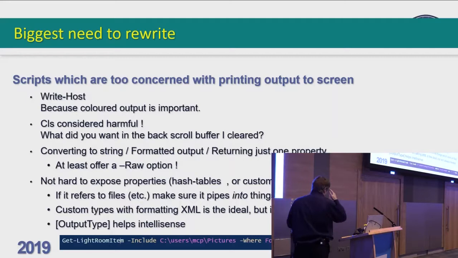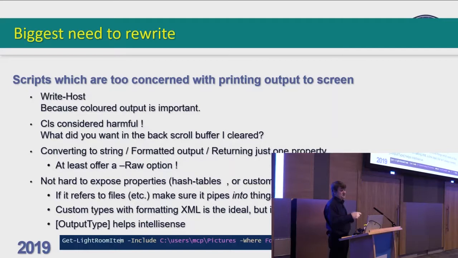And if you can specify an output type, you can't always do that, but if you can, that helps IntelliSense when you say, okay, I'm going to pipe this into another command. That command knows what properties it's going to get.